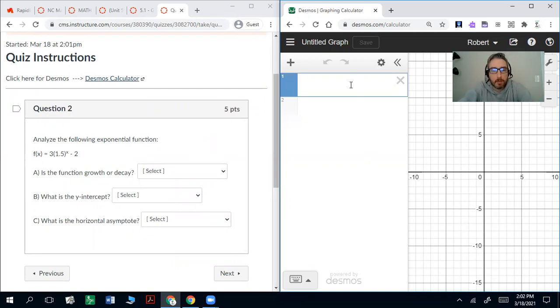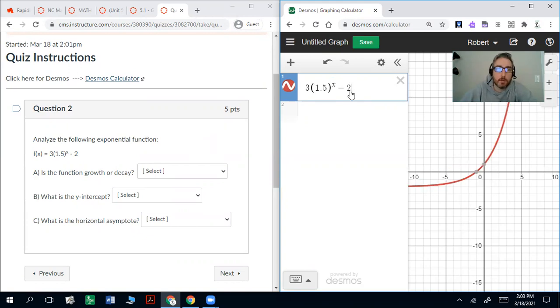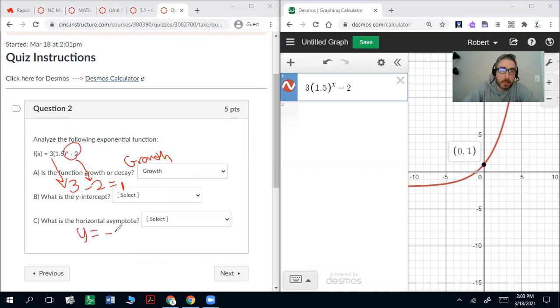The graph of that looks like this: 3(1.5)^x − 2. It's going up, so it's growth. That's the 1.5. The y-intercept is 1. That's because of the 3 minus 2, so you can subtract the 3 and the 2, and that's going to be 1. So that's going to be growth, 1, and the horizontal asymptote, because it was shifted down 2, is going to be y equals negative 2.